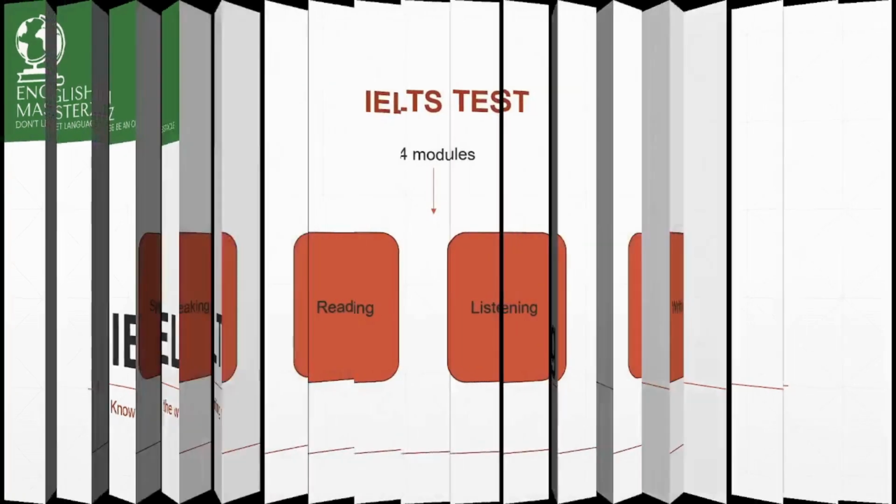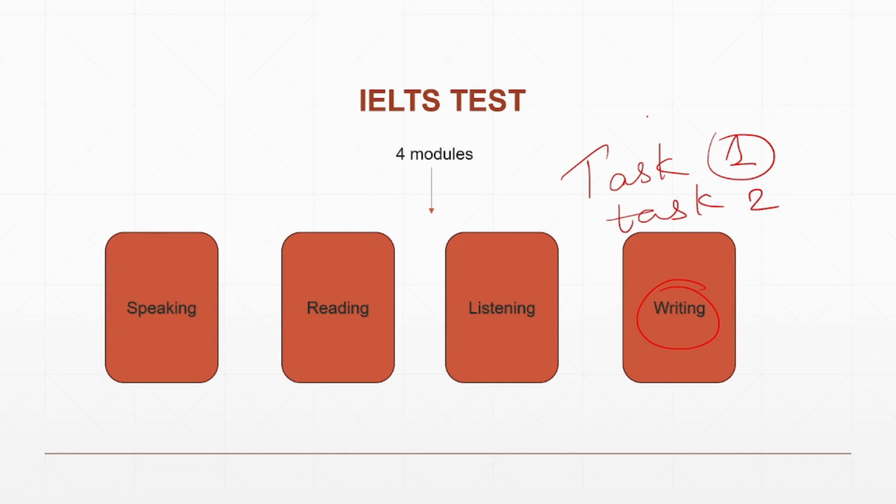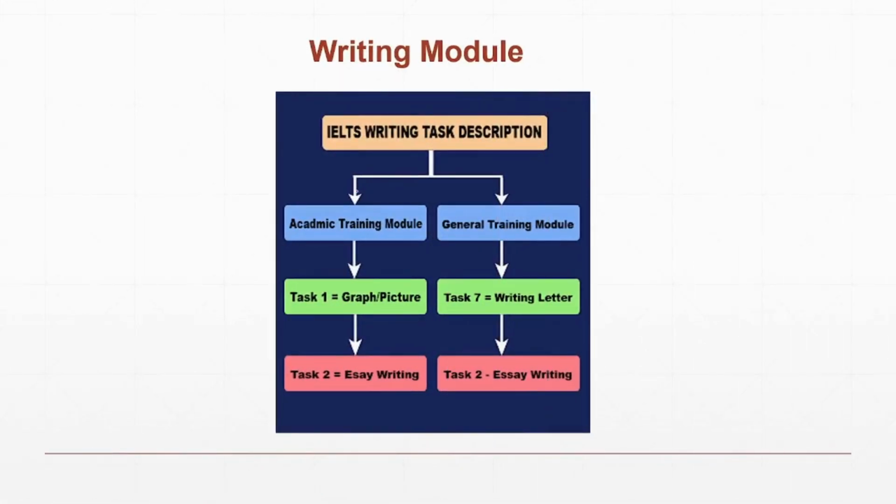So basically you would be having an idea that the IELTS writing module has two different tasks, that is task 1 and task 2. Now task 1 for academic and general students is totally different. So let's see what all differences are there. So basically the IELTS writing task is divided into two categories, that is IELTS academic writing and IELTS general writing module.